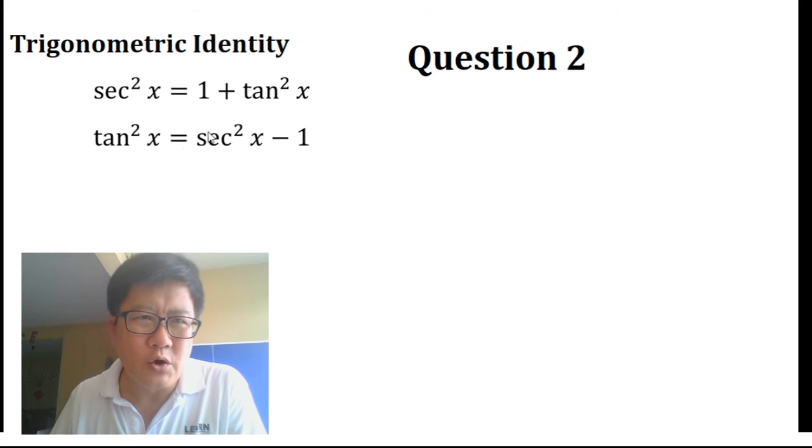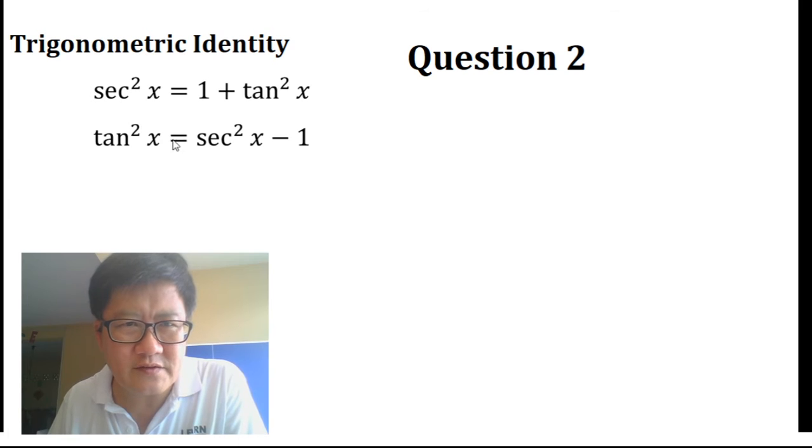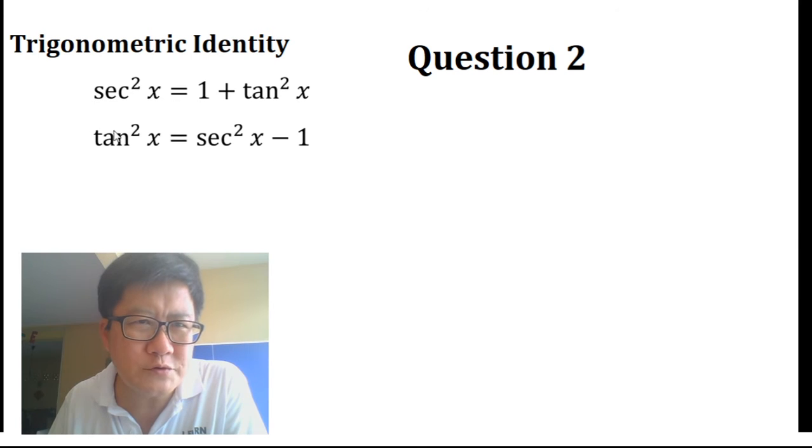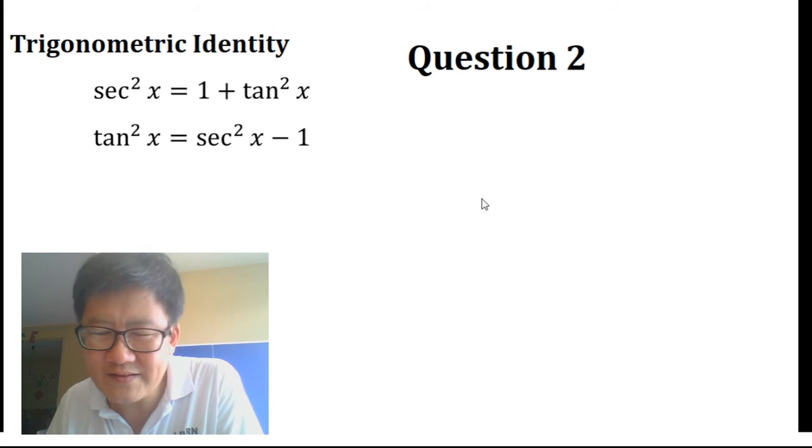Now for the second question, we're going to integrate tangent squared x with respect to x, and tangent squared x cannot be integrated directly. So what we're going to do is use this trigonometric identity, secant squared x equals 1 plus tangent squared x. We're going to use this identity to replace the tangent squared x with secant squared x minus 1. So we rearrange this identity to make tangent squared x the subject of the equation, and you will see that tangent squared x equals secant squared x minus 1. And we're going to use this rearrangement to replace the integrand.